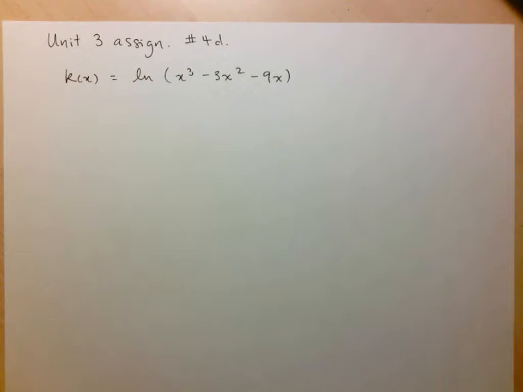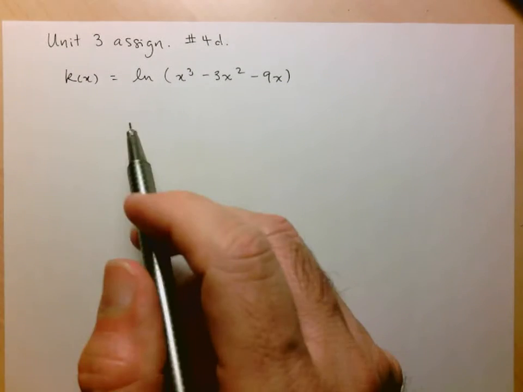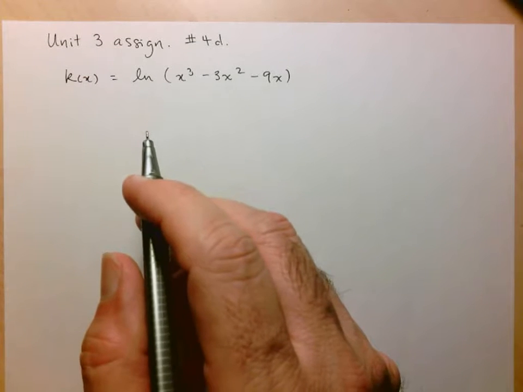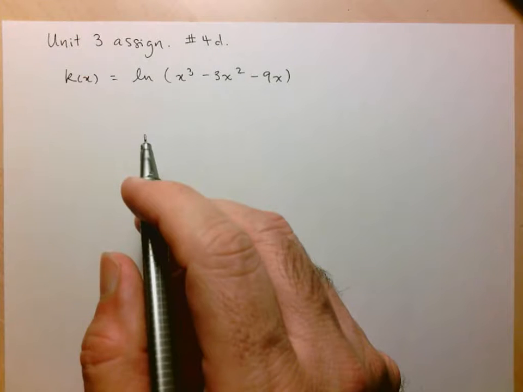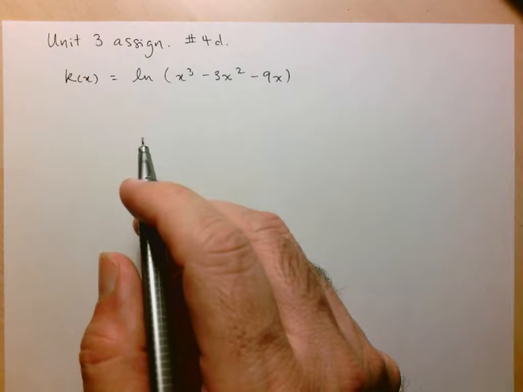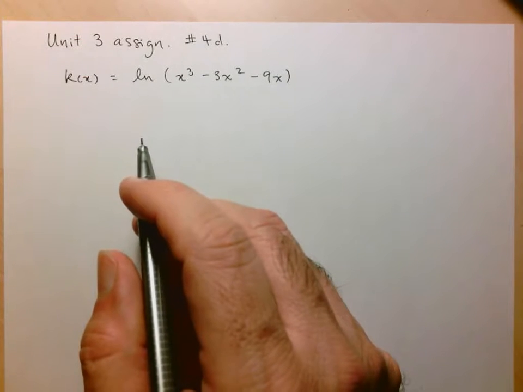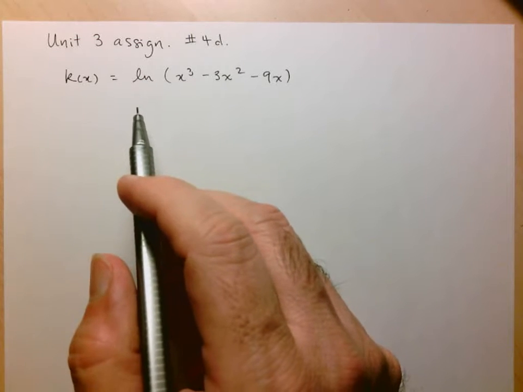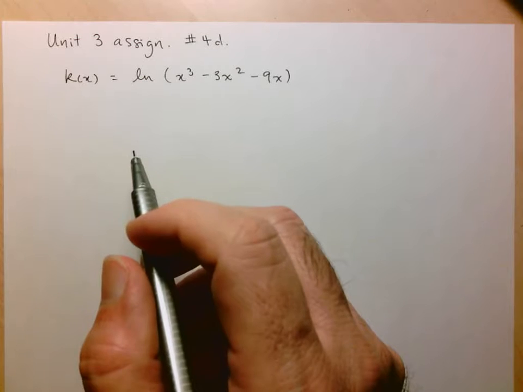Hi folks, we're going to take a look at question 4D from the Unit 3 assignment. They give us this function here and they want us to determine the critical points and whether the critical point represents a local max or a local min. I guess neither. And they also ask whether the tangent is parallel to the x-axis.